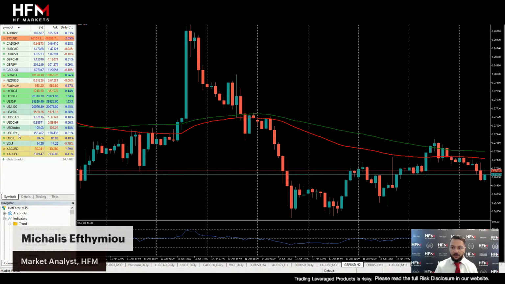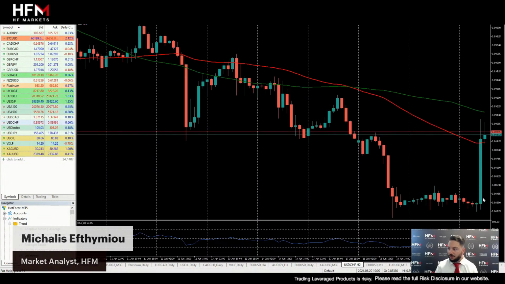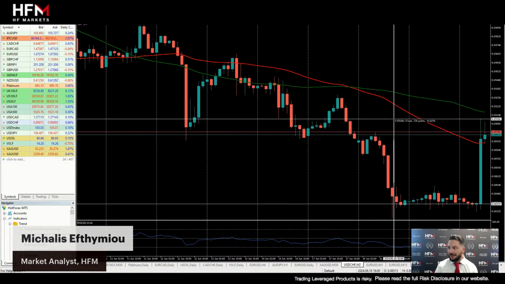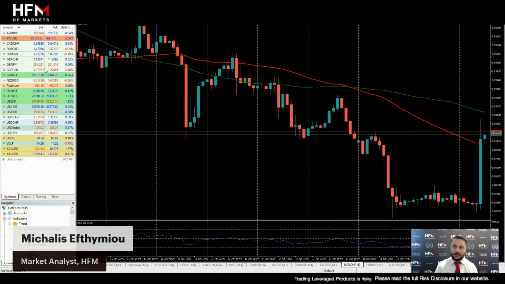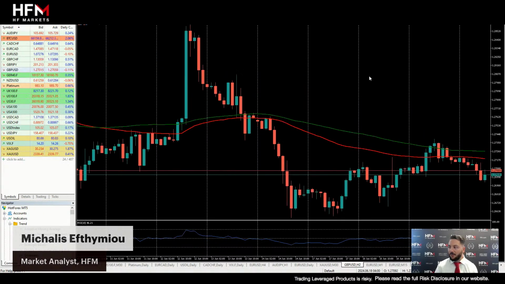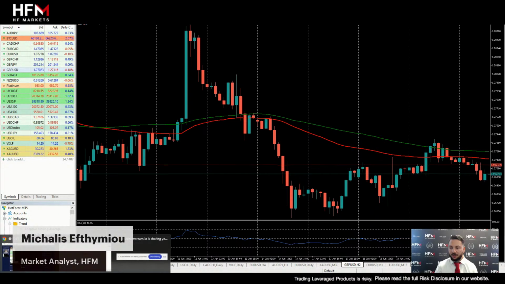For example, if I go, ladies and gentlemen, to the US dollar against the Swiss franc, look at the volatility today. Look at this, ladies and gentlemen. This is a lot of volatility. This is a spike within an hour of 0.82%. Now, we're going to compare that now with the British pound against the US dollar.